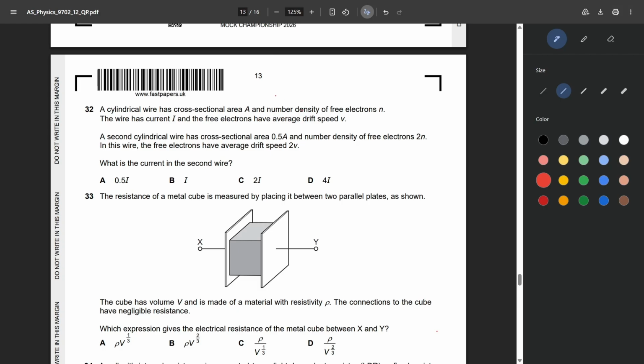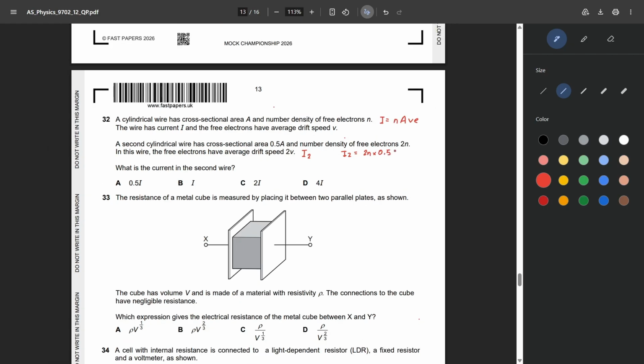Okay, so here we need to find the current of the second wire, let's call it I2. The current in the first wire is I equals n, the number density, times A, the cross-sectional area, times the drift speed v, times the elementary charge e. I2 here would be equal to 2n times cross-sectional area 0.5 A times drift speed of 2v times elementary charge e.